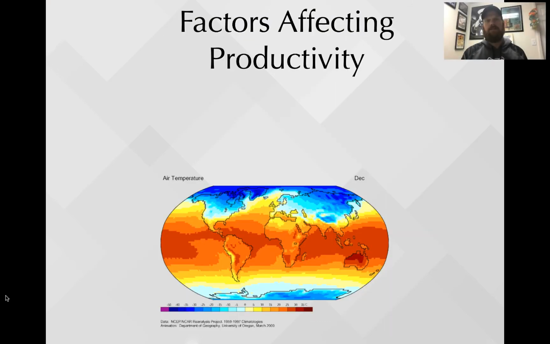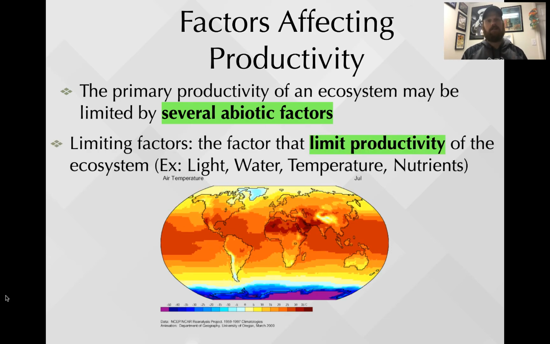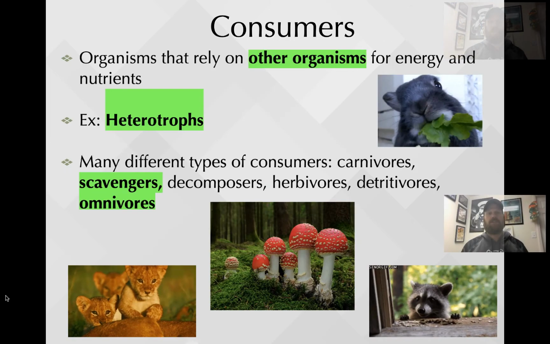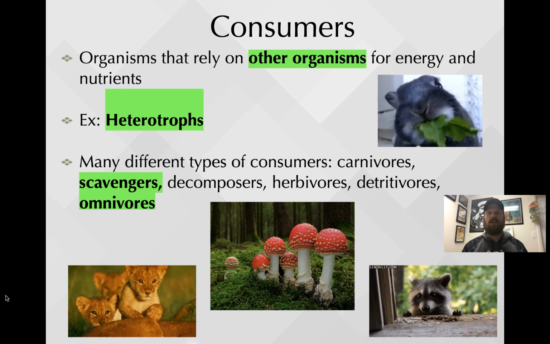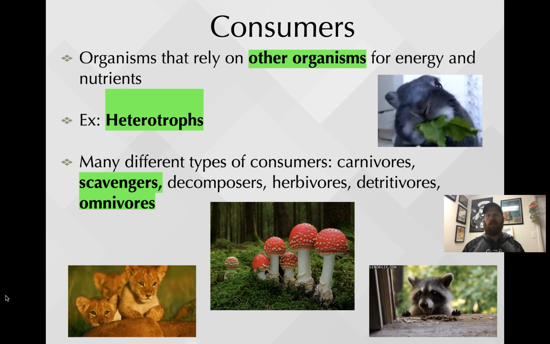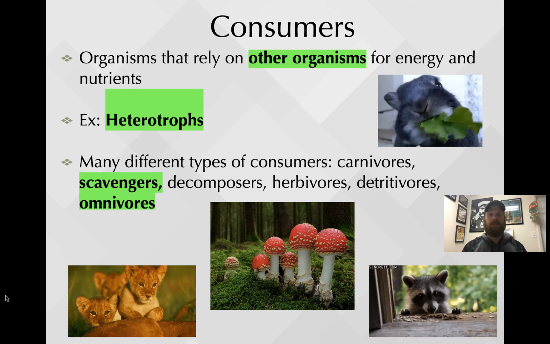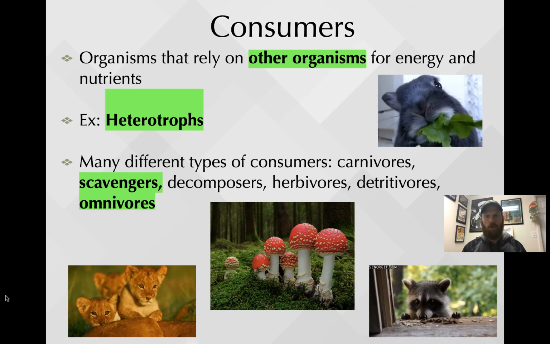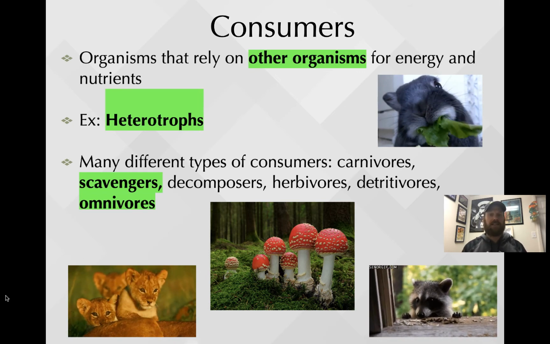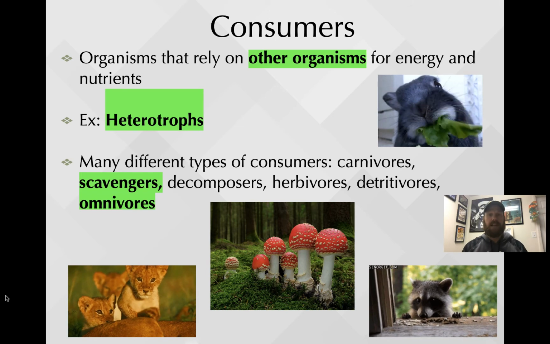The primary productivity of a region is affected by several abiotic factors, including the amount of light, liquid water, and available nutrients, as well as the temperature of the region. As consumers, we rely on other organisms to meet our energy and nutrient needs. Consumers are also known as heterotrophs. Remember, any organism that cannot create its own food is a heterotroph. So other examples of heterotrophs include carnivores, who only eat meat, herbivores, who only eat plants, omnivores, who eat plants and animals, decomposers, detritivores, who feed on dead plants, and scavengers.